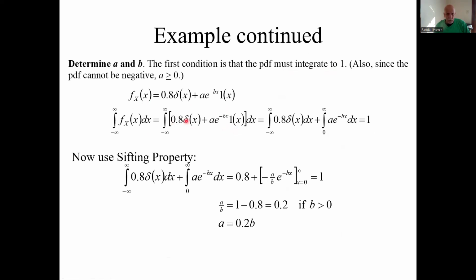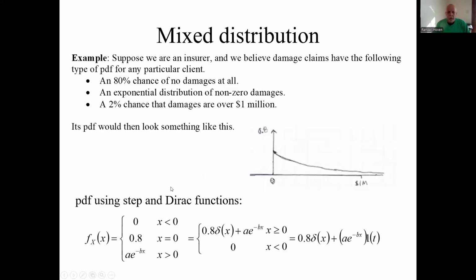How do we integrate this? Well, it's a sum. So it's this integral, that first part, and this second part, because of this unit step, we just integrate from 0 and up. And what is this guy? Let's go back to that sifting property.